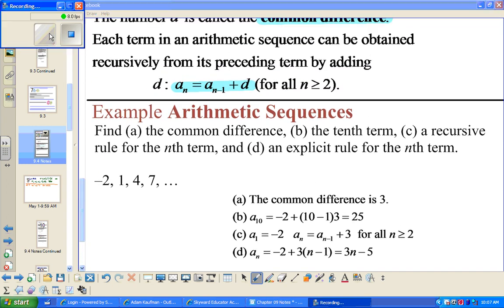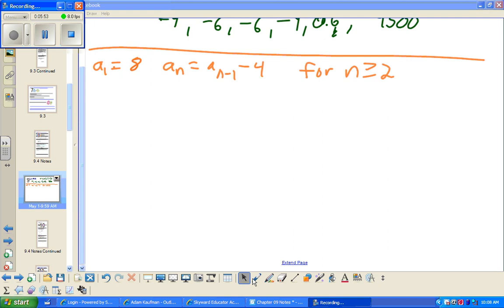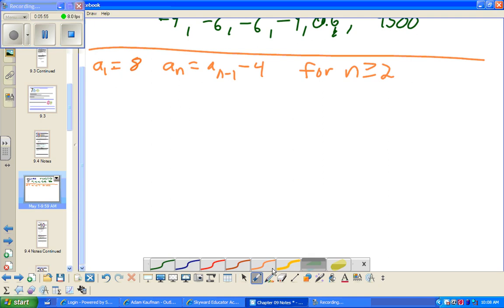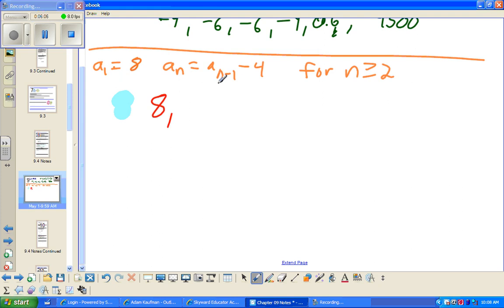So that's what we'll talk about for now. With that said, we know it's arithmetic, and we want to know the first 4 terms. Well, the first term was given as 8, and then we just plug 8 into this formula.